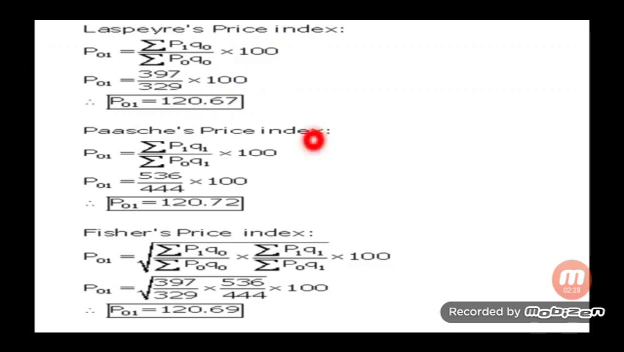In the same way, we will calculate Paasche's index number. The formula will be sigma P1 Q1 upon sigma P0 Q1 into 100. That is 536 divided by 444 into 100. The answer is 120.72. And the last now, Fisher's index number. Under root sigma P1 Q0 upon sigma P0 Q0 into sigma P1 Q1 upon sigma P0 Q1 into 100. P1 Q0, the value is 397 upon 329, 536 upon 444 into 100. When we will calculate this, we will get 120.69.